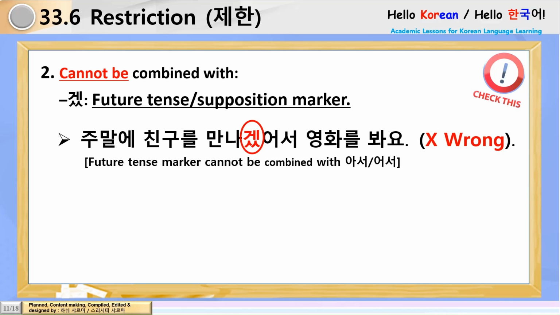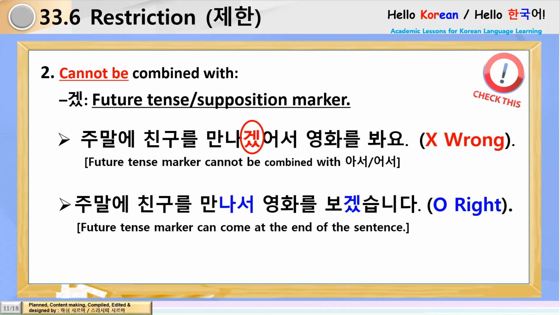Why? Here also grammar, in the same vocabulary we can find the 겠 future tense marker. We can make this sentence correct by shifting the future tense marker to the end of the sentence, like this. See here. 주말에 친구를 만나서 영화를 보겠습니다. So please memorize, never add 았, 었, 했 and 겠 with the 아서/어서 grammar.